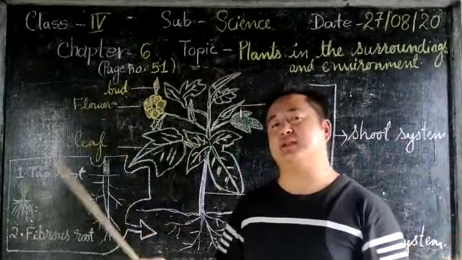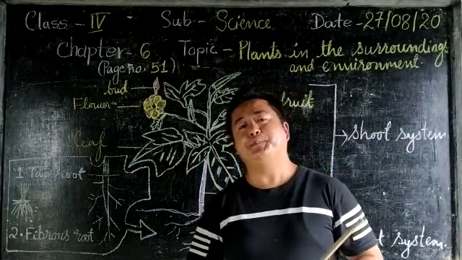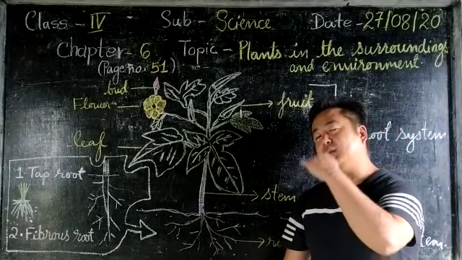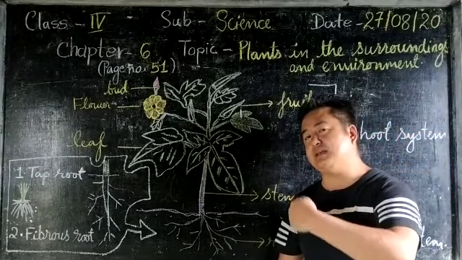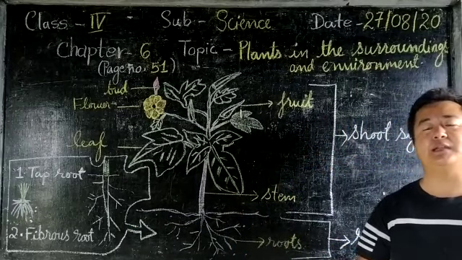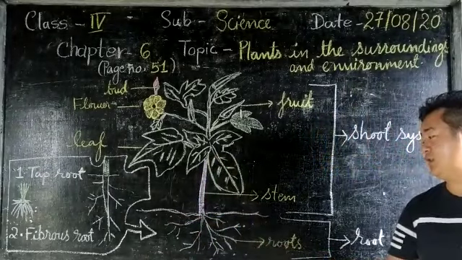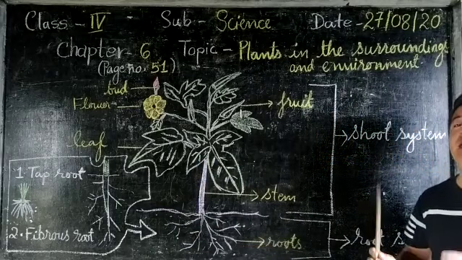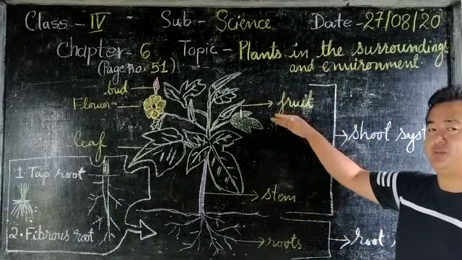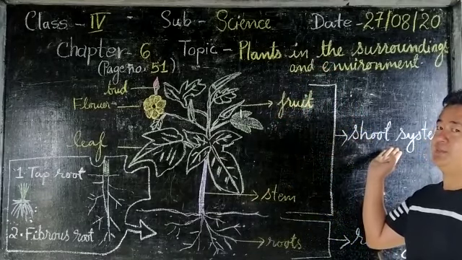Along with that, we have discussed the functions of the various parts of the plants. But when we talk about the parts of plants, the parts that are not visible, that are below the ground, are known as the root system. And the parts of the plant that you can see, that you can touch, that are visible, are known as the shoot system.